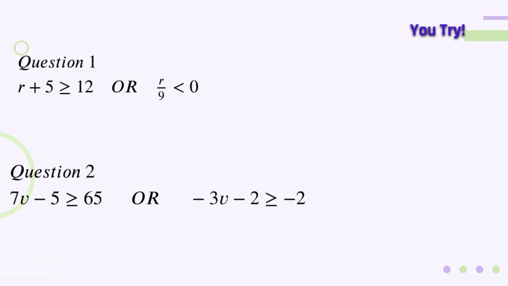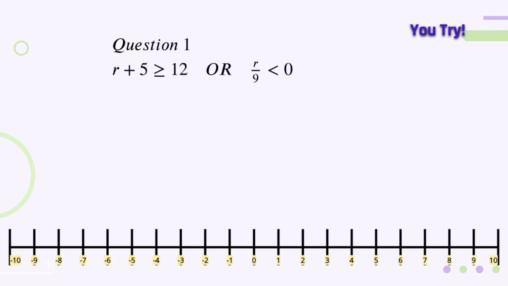I want you to take your time and practice these questions. For this first one, we'll solve this first part, subtracting 5 first. I get r is greater than or equal to 7. So I'm going to go down here and graph it. R is greater than or equal to 7. So my circle and my arrow going all the way to the end.